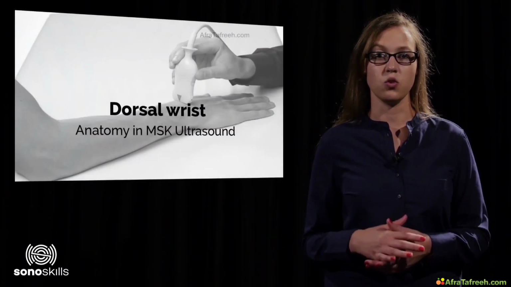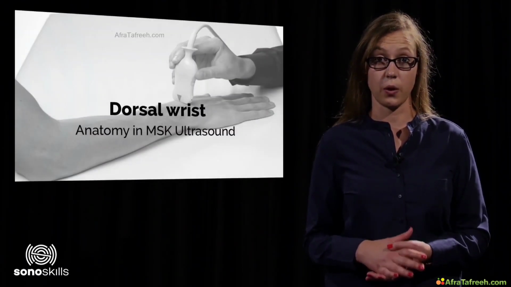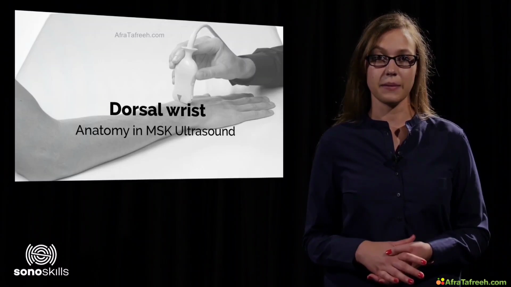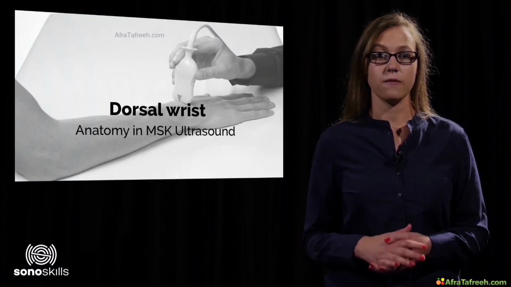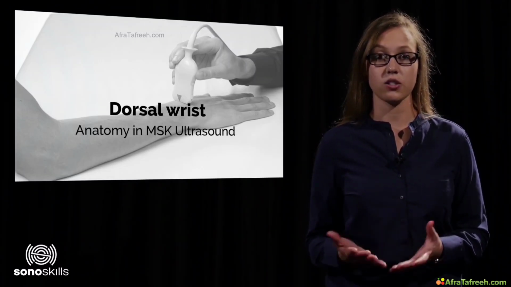The goal of this presentation is to discuss the dorsal wrist anatomy of the carpal bones, the scapholunate ligament, and the triangular fibrocartilage complex in musculoskeletal ultrasound.